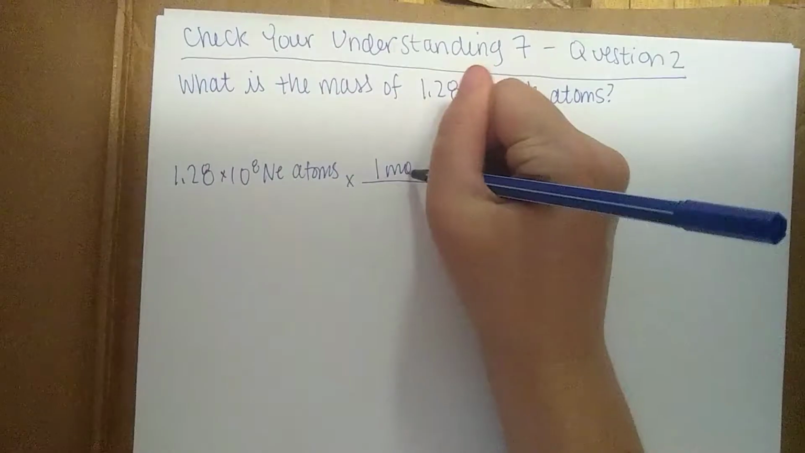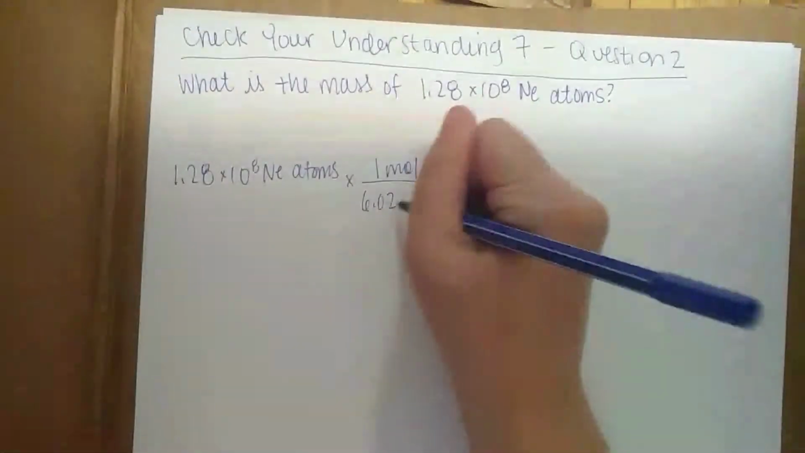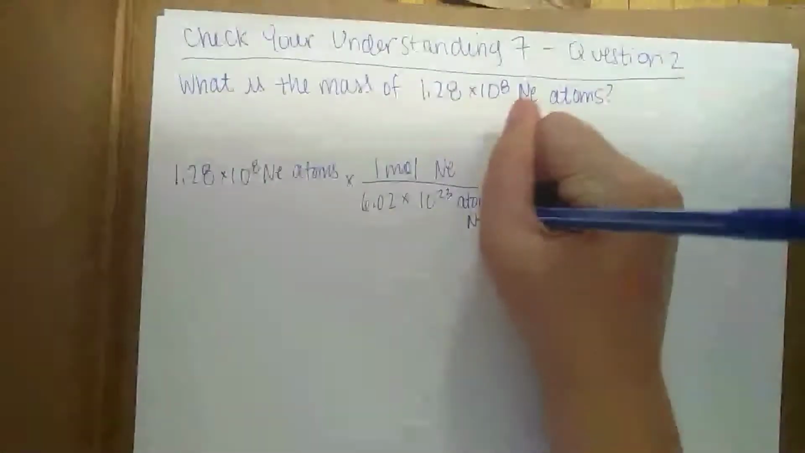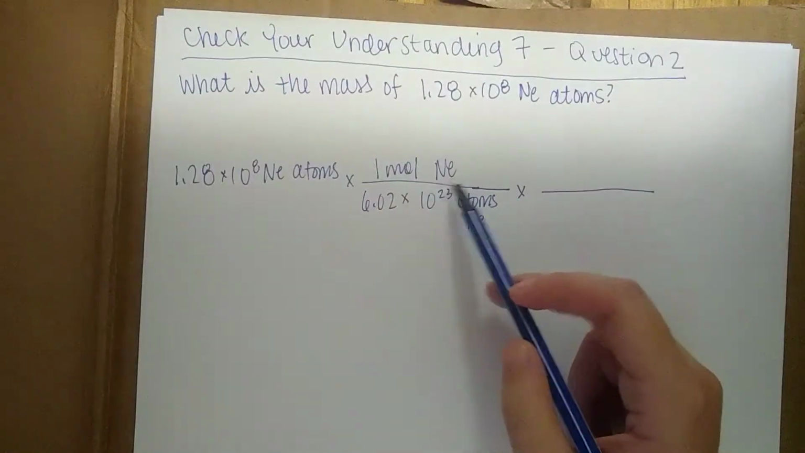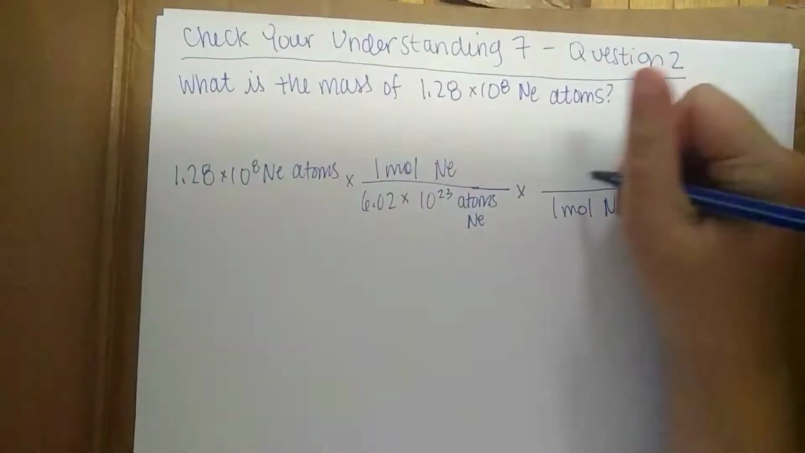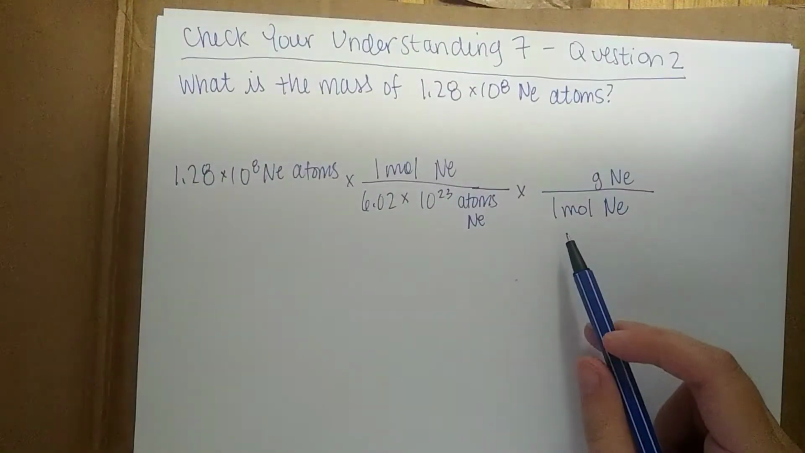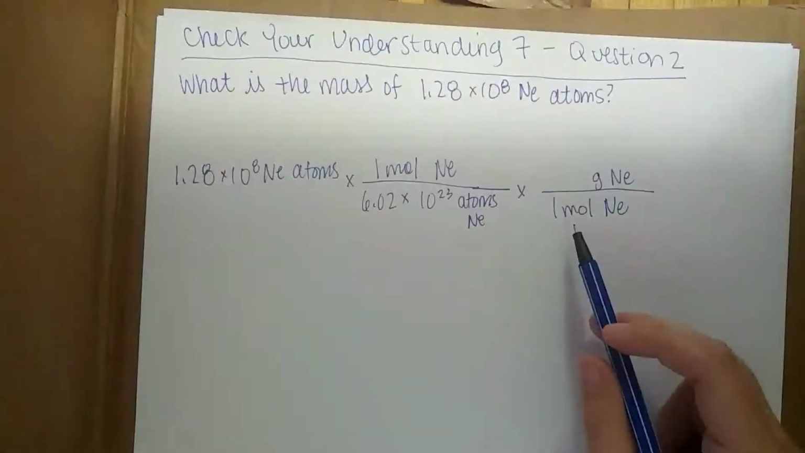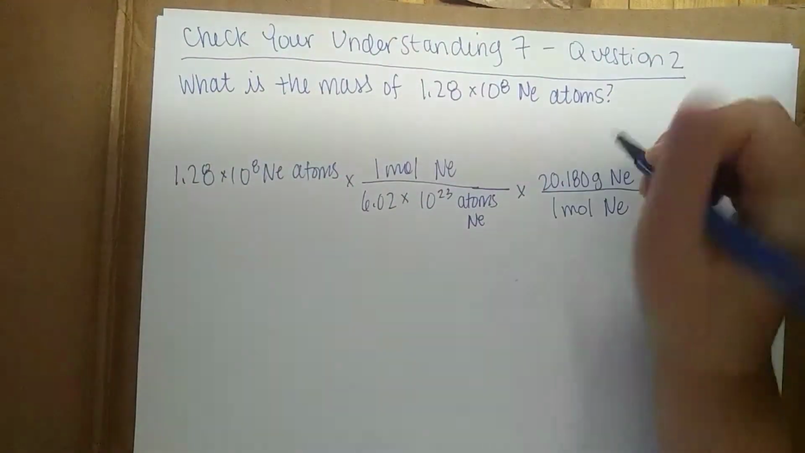So we know this relationship from Avogadro's number. 1 mole of neon is going to be equal to 6.02 times 10 to the 23 atoms of neon. An additional concept from this chapter was the idea of molar mass. So we know that for every 1 mole of neon, we can figure out how many grams of neon there are by taking a look at our periodic table. If you look at the molar mass, you can see that it's 20.180 grams.